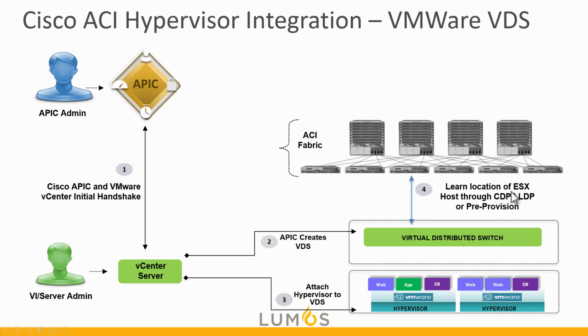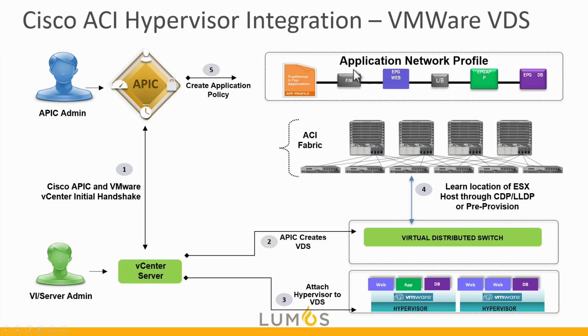The ACI Fabric is going to learn about the ESXi either through a discovery protocol like CDP or LLDP, or a new method that we have in ACI 1.1 called pre-provision. We'll talk more about that, where we don't need a discovery protocol.